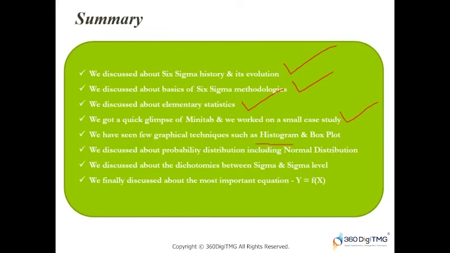We have also looked into the histogram, what that means. We have also looked into the box plot and the various options available in it. We looked into quartile 1, minimum value, interquartile range, quartile 3, and the maximum value, and also the outliers in the box plot. We discussed probability distribution, and normal distribution was something on which we spent some additional time. We also tried to look into the differences between what a sigma means and what a sigma level means. Lower the sigma, lower are the defects, higher is the sigma level. And finally, we looked into one of the most beautiful and important equations, that any output Y is dependent on one input or multiple inputs.